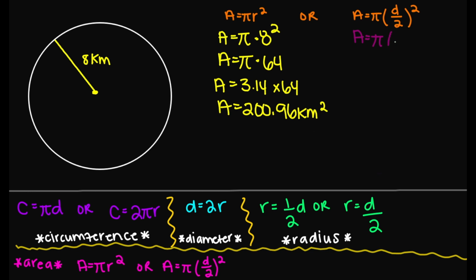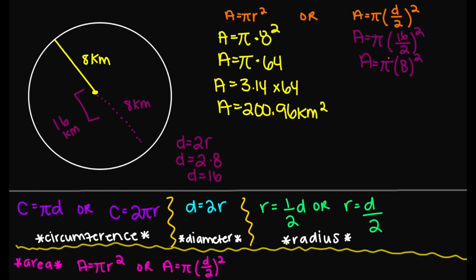We have pi times your diameter. If my radius is 8, then your radius here is also going to be 8 kilometers. And my diameter is going to be 16. Remember the formula for your diameter. So diameter is going to be 2 times your radius. So diameter is going to be 2 times your radius of 8. So your diameter is 16. So we're going to do 16, divide that by 2, and then we're going to square it. So A equals pi times 16 divided by 2. This is going to equal 8.